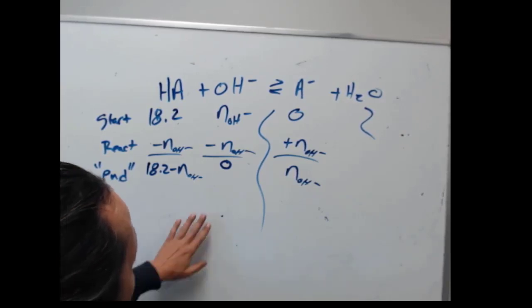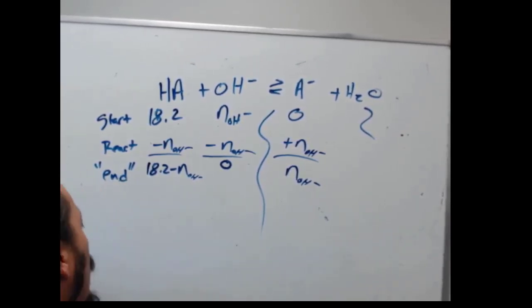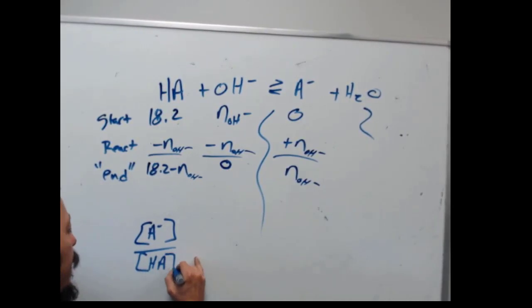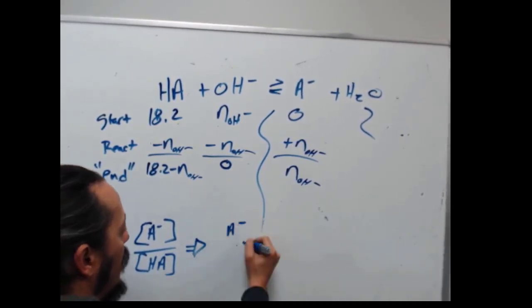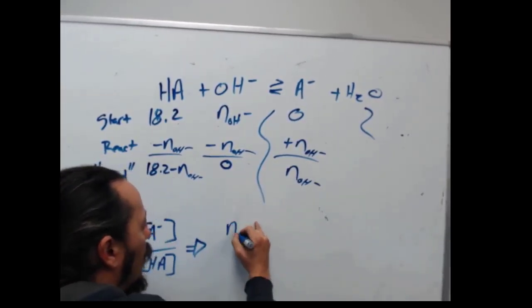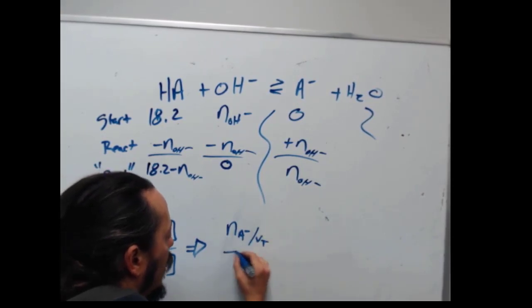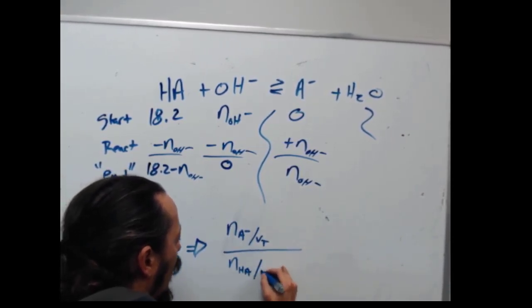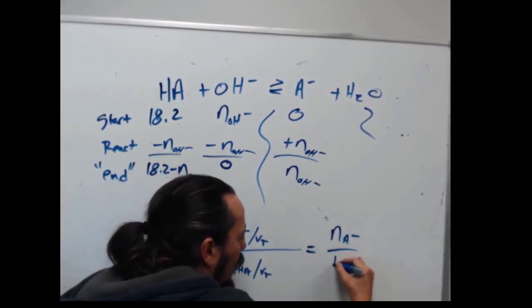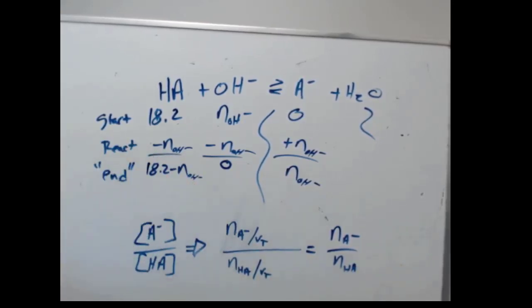I can then take this. There were two tricks that we used. If we have a ratio of A minus to HA in terms of concentration, I can look at this as moles of A minus over volume total divided by moles of HA over volume total. And that just is equal to moles of A minus over moles of HA. Right, this was one of our shortcuts, which was if we've got a ratio of concentrations, it's the same as a ratio of moles as long as the total volume is the same.